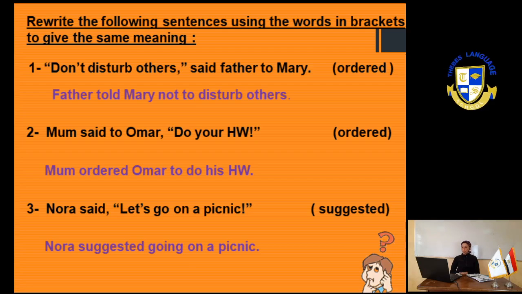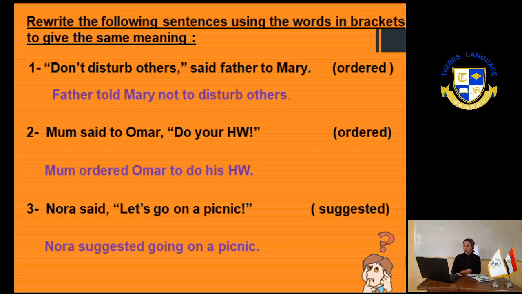Let's check our understanding. Don't disturb others, said father to Mary. Said to is going to be changed into, of course, told. So father told Mary. Is this right? It could be, but actually the most accurate answer is as follows. Father ordered Mary not to disturb the others, because here the father was giving her a command, and to turn the command into indirect speech we use ordered.